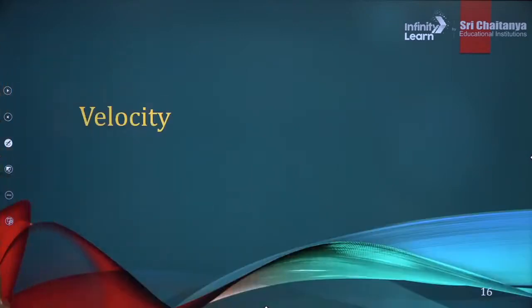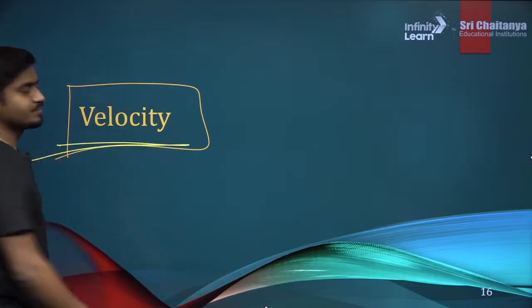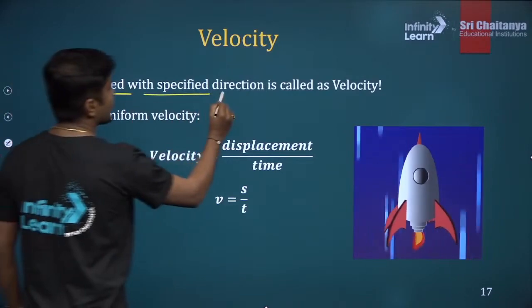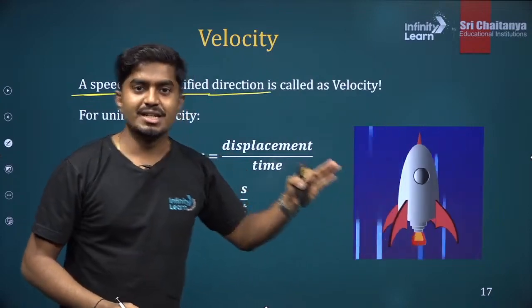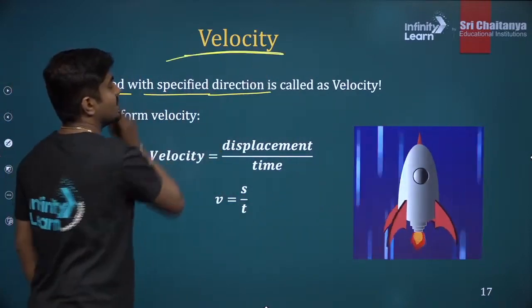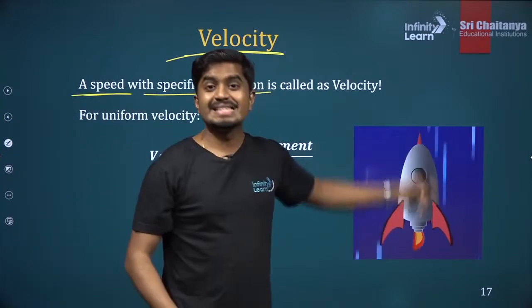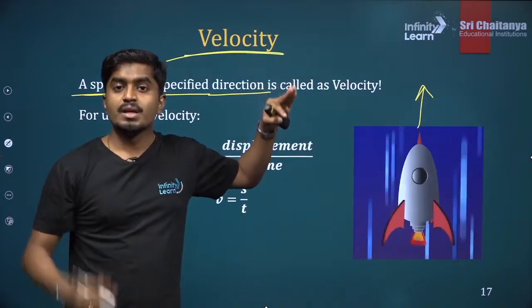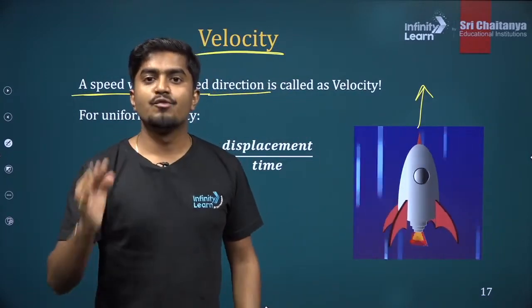Clear? Now let's understand velocity. A lot of you were asking what velocity is. So let's learn what velocity is. It is nothing but speed with a specific direction. Speed with a certain specified direction is called velocity. For example, you see this rocket. The rocket has a speed and is moving in a certain direction. There is a fixed direction in which this rocket is moving. So whenever you have something like this, we say that the rocket has a fixed velocity.